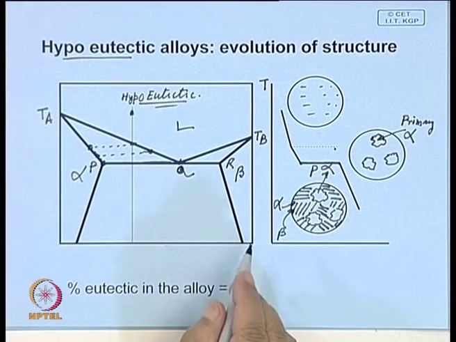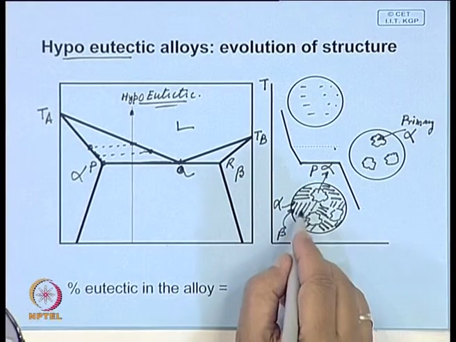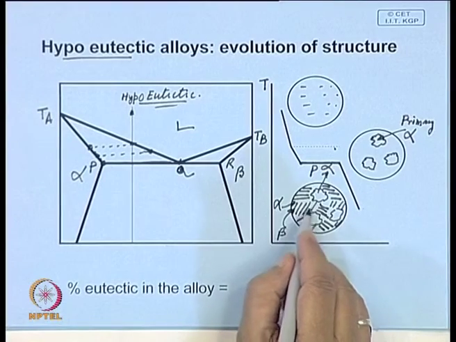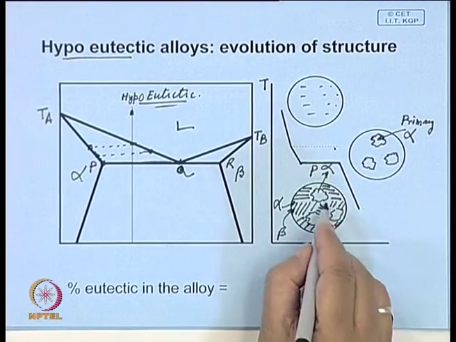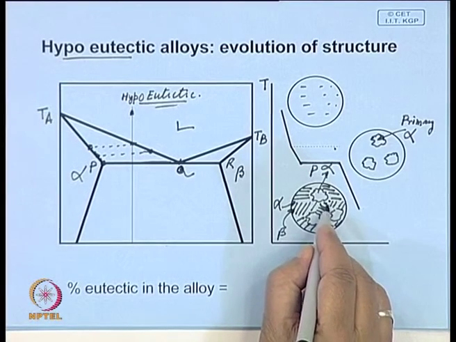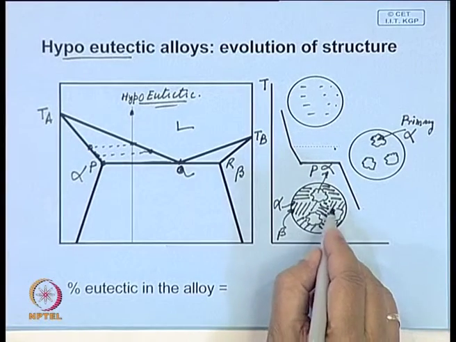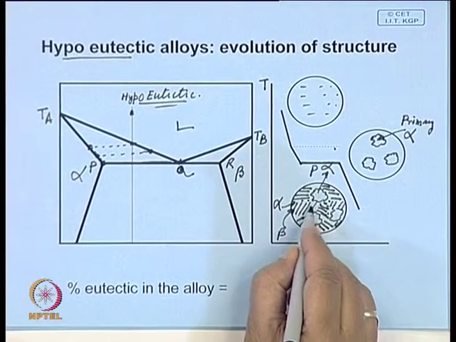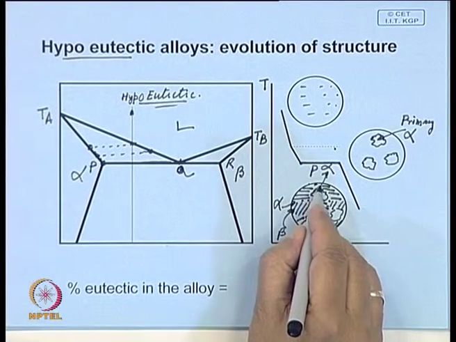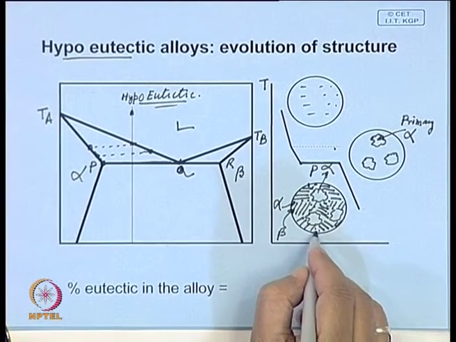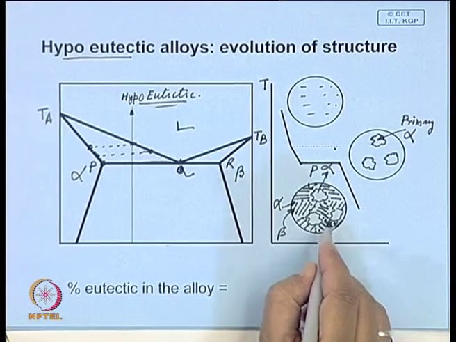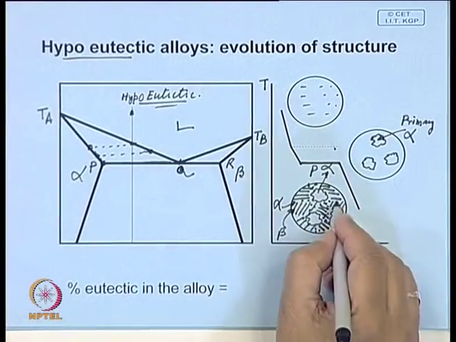Now, one way of representing the eutectic structure as it looks under microscope is something like this, a lamellar structure, but there are other possible ways also. In some cases it may be particulate, an intimate mixture consisting of particulate beta like this.